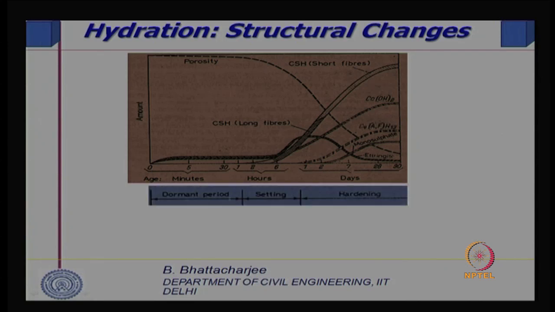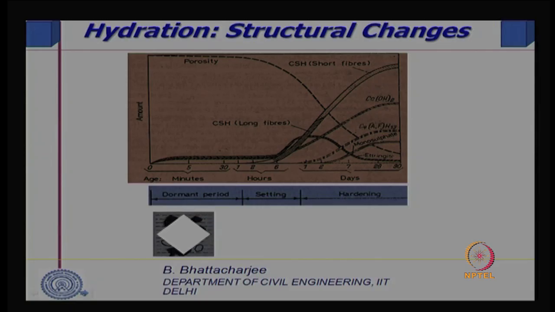The dormant period, as I mentioned, the chemically dormant period, is actually the ettringite reaction. Setting occurs when CHS starts forming, and then hardening is this period of time in days. Setting is in hours, hardening is in days.